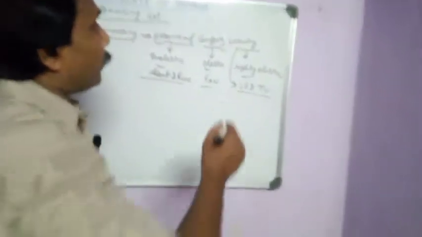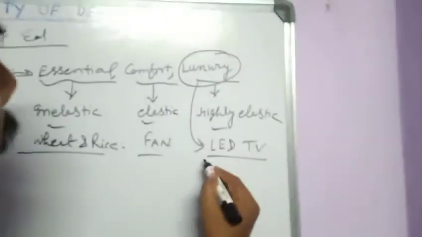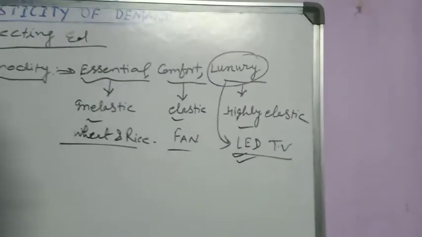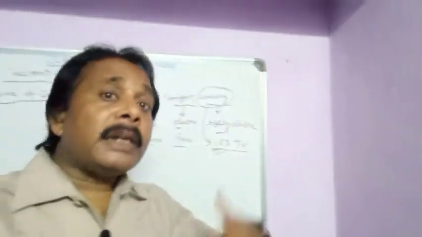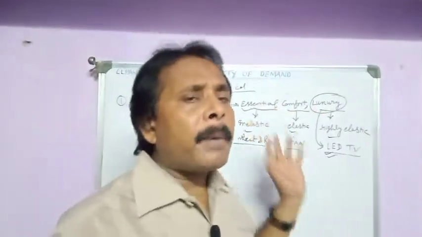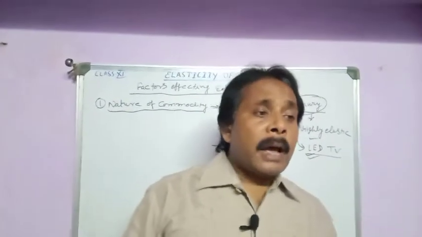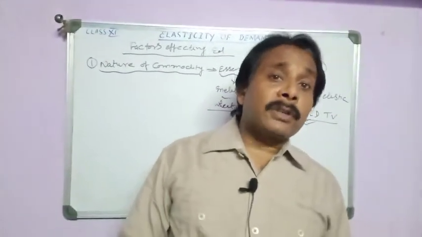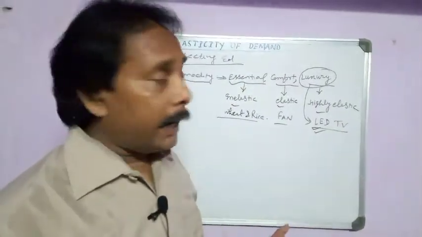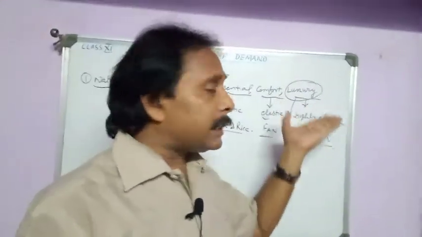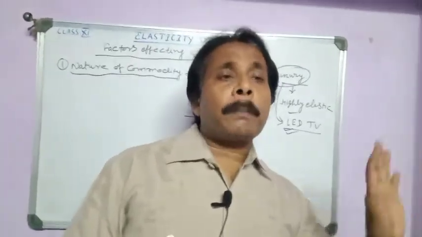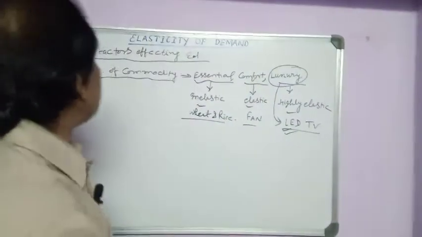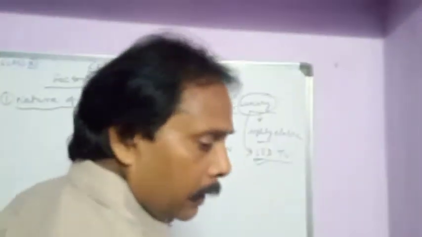But in case of luxury goods such as LED TV, a person can survive their life without the use of an LED TV. So when its price falls, a number of people are interested to buy and its demand increases at a faster rate. On the other hand, when its price rises, its demand falls because a lot of people are not interested to buy that good. Is it clear? Now come to the next.